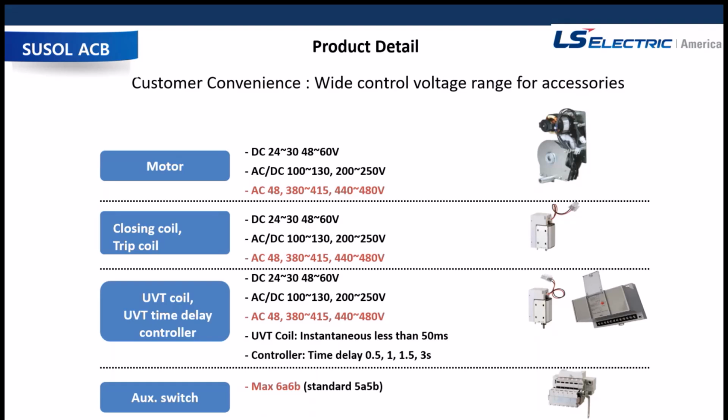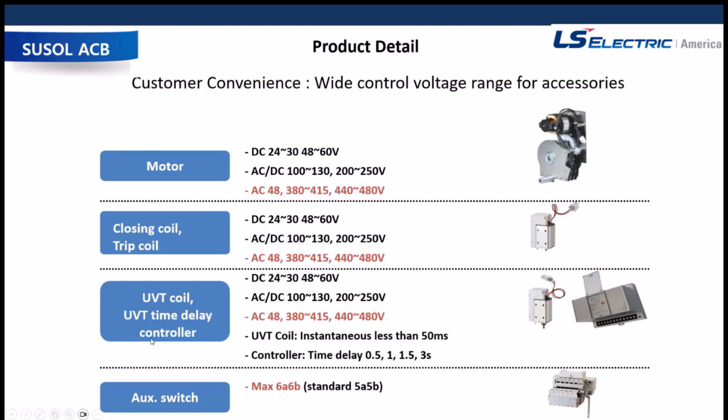The motor is good for DC 24 to 30 volts or 48 to 60 volts. AC DC 100 to 130. Obviously, that one is used quite often, or alternatively 200 to 250 volts. And then AC 48 or 380, 415, 440, and 480 volts. They're in red, but those are going to be special orders. So the closing coil, same as follows. So the heavy hitters are the AC DC 100 to 130, and then for our energy storage sector, they're after the 24 to 30 volts DC, obviously, because you're out in the field with 24 to 30 volts.